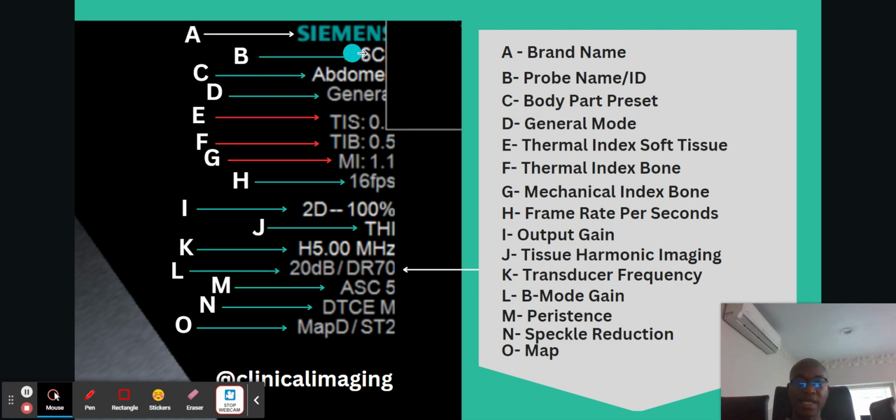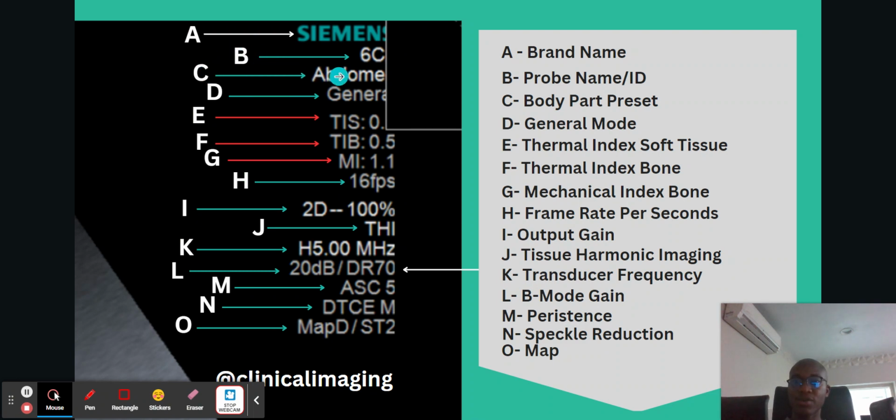Next is something like an ID. This ID represents the ID of the probe that is being activated. The probe that was activated is the probe that has this ID. If you check this ID against what is inscribed on the probe, you will see that both match. So always make sure that the probe in your hand tallies with the ID of the probe on the screen. That will help you confirm that you are actually working with the right probe.